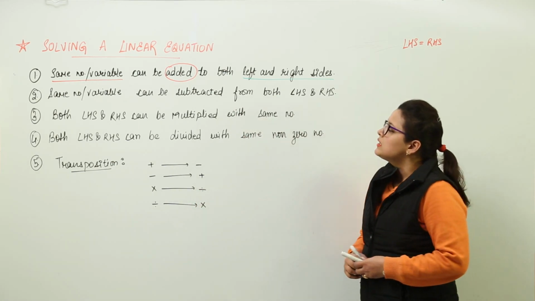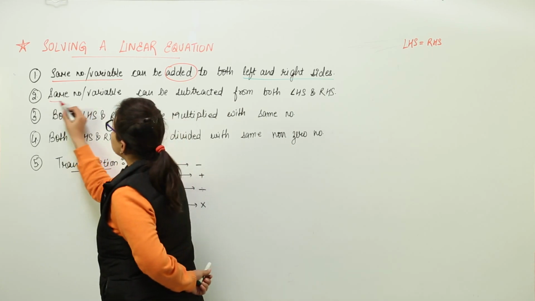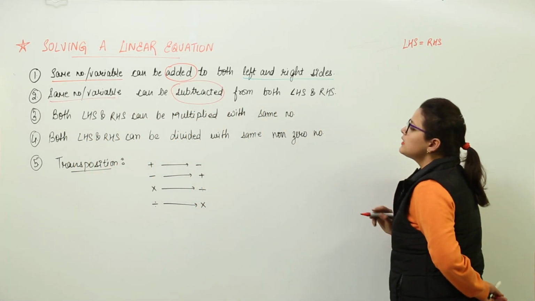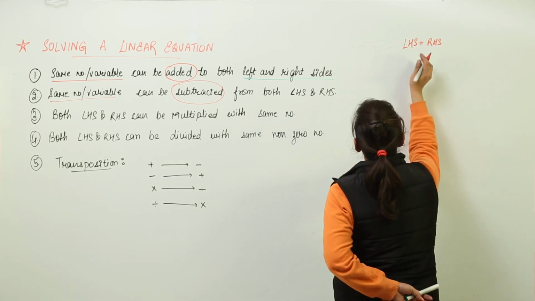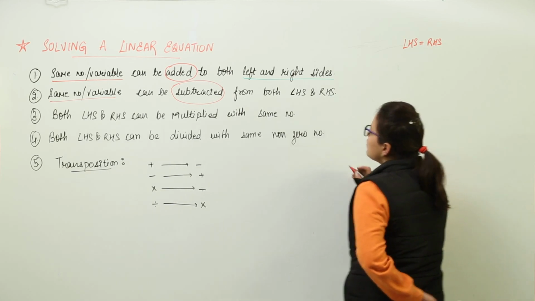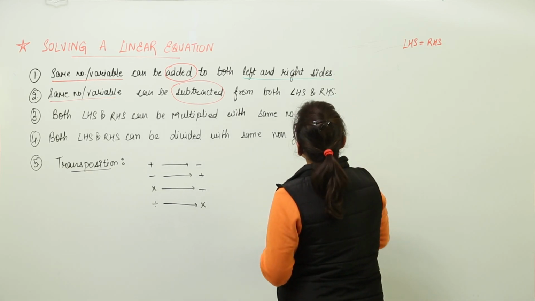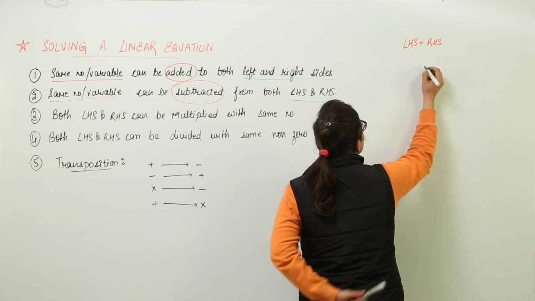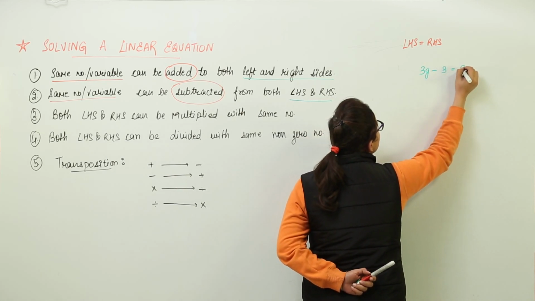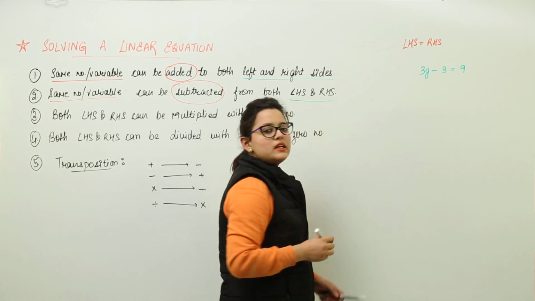Next, the same number can be subtracted from both the left hand side and right hand side. Again, you can subtract the same number from the left hand side and right hand side. Now I will give you one example for this. Let us take an example of 3g minus 3 equal to 9. Now this is one linear equation.